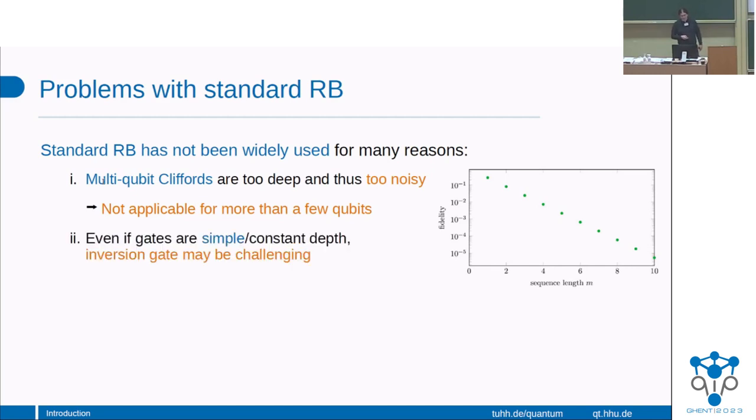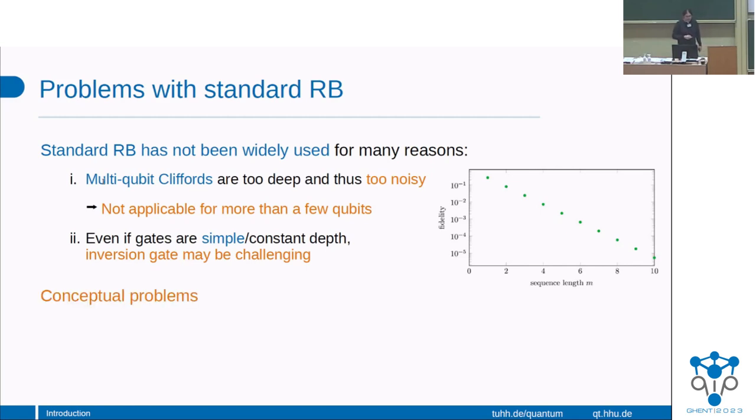And now we could argue, okay, if multi-qubit Clifford gates are just too complicated, let's do something simpler, maybe just some generators which have constant depth. But in the end, you still will have the inversion gate, which will blow up your circuit and may even be challenging to compute if you go beyond Cliffords.